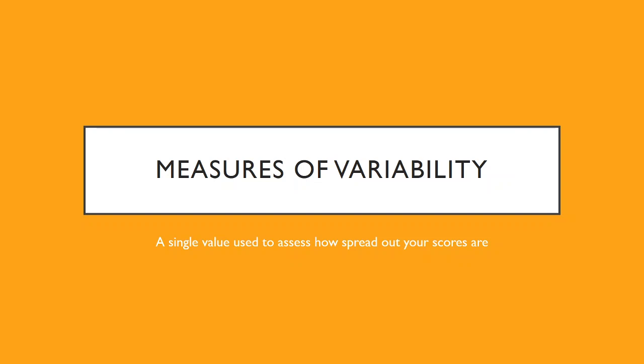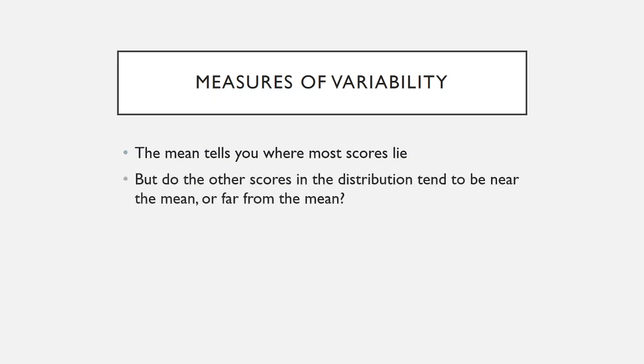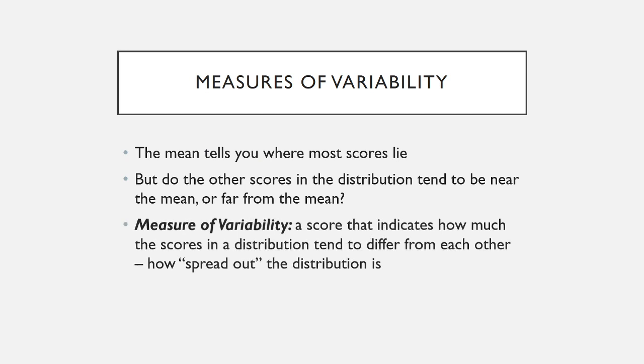In this set of lectures on beginning descriptive statistics, I'm going to talk about your measures of variability. This is, again, a summary statistic, but it tells you something quite distinct from a central tendency statistic. Whereas the mean, or any of your central tendency scores, is meant to tell you where most of the scores in your distribution lie, another key piece of information in fully communicating and describing your data is whether or not the other scores in the distribution fall near or far away from the mean.